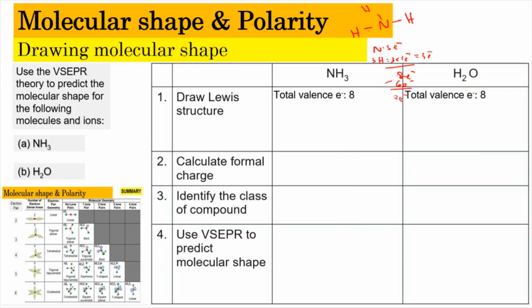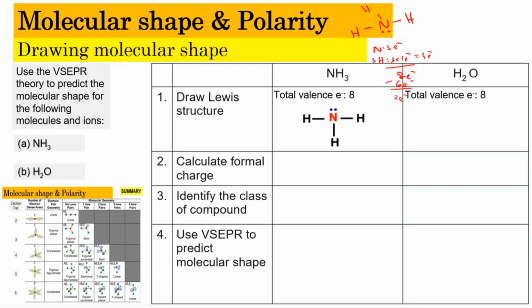The 2 electrons are supposed to be filled at the terminal atoms. But since our terminal atom is hydrogen, it is already a doublet. It is already stable, and hence the 2 electrons will be filled at the center atom. So it's going to become like this.